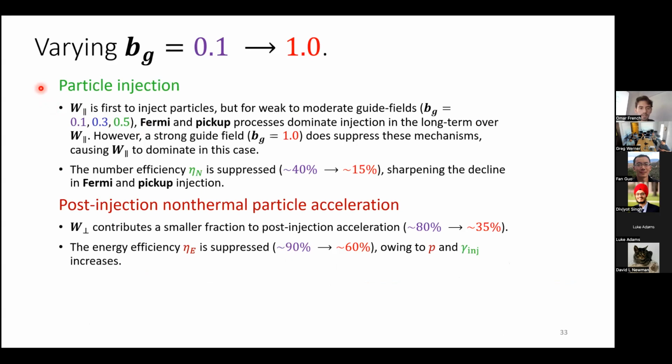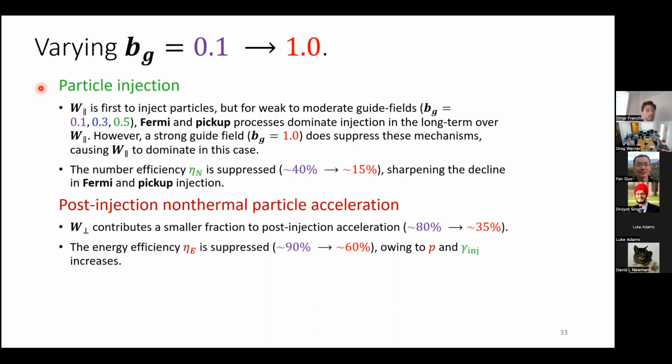W parallel is the first to inject particles, but for weak to moderate guide fields, Fermi pickup processes dominate injection in the long term over W parallel. However, a strong guide field does suppress both of these mechanisms, causing W parallel to dominate. And what we also find is that the efficiency is suppressed with increasing guide field, which sharpens the decline in Fermi pickup injection.